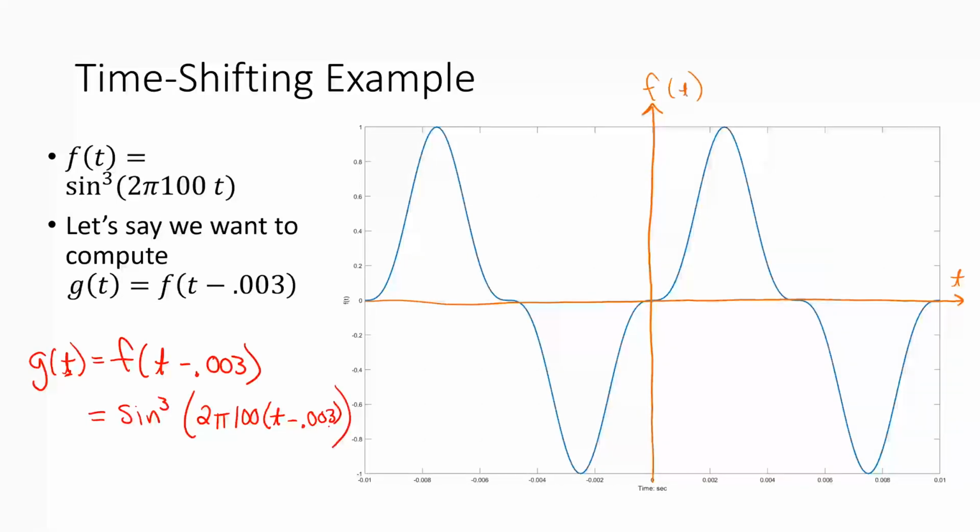You're replacing the argument with this new argument, right? The argument of the function is t. I'm replacing that argument with t minus 0.003. If you don't do that, you'll end up with a completely different graph, right? In other words, I don't call this sine of 2 pi 100 t minus 0.003. I need to replace the t. I'm replacing the argument with this argument, right?